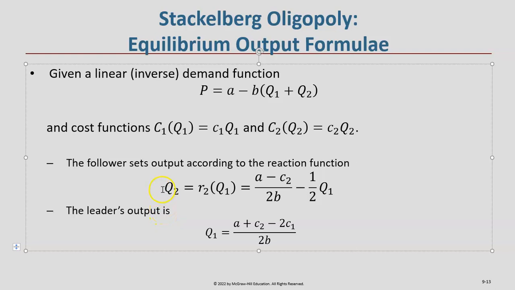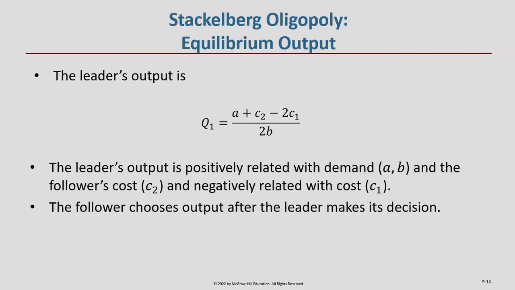So the price leader knows that firm 2, its rival, will behave according to this formula, this equation. And so the price leader takes that as given and then decides its output equal to this equation. So the leader's output is going to be positively related to demand again. As A increases, output will go up. That's the demand intercept.